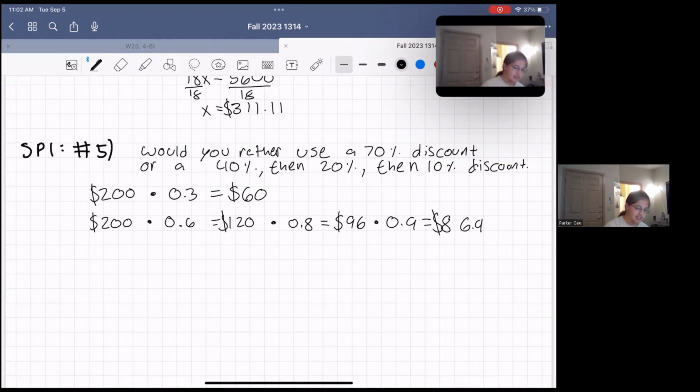So in this case, we can see that just going ahead and using the 70% discount leaves us with a lower price. So we save ourselves approximately $26. Seems like a steal.